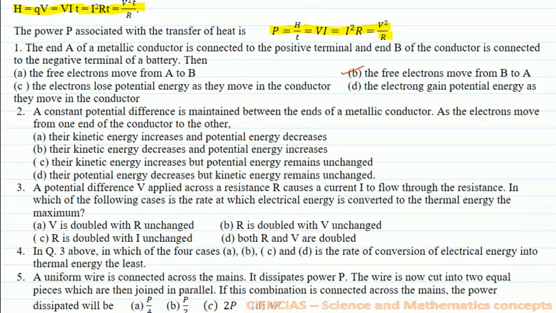Option B, the free electrons move from B to A, and option C is also correct, that is the electrons lose potential energy as they move in the conductor. Now question 2. A constant potential difference is maintained between the ends of a metallic conductor. As the electrons move from one end of the conductor to the other, option A, their kinetic energy increases and potential energy decreases. Option B, their kinetic energy decreases and potential energy increases. Option C, their kinetic energy increases but potential energy remains unchanged. Option D, the potential energy decreases but kinetic energy remains unchanged.